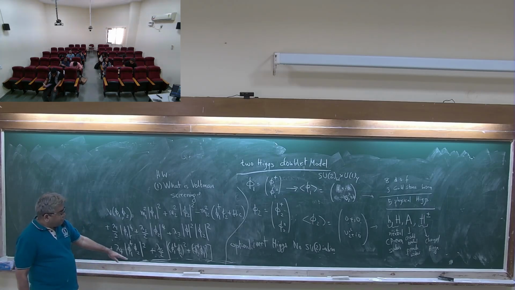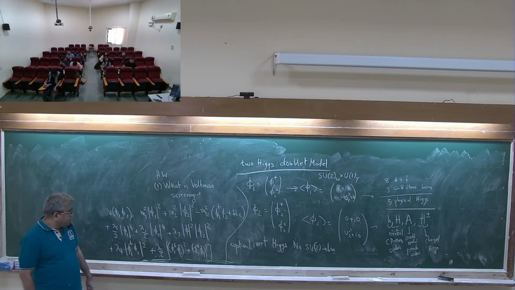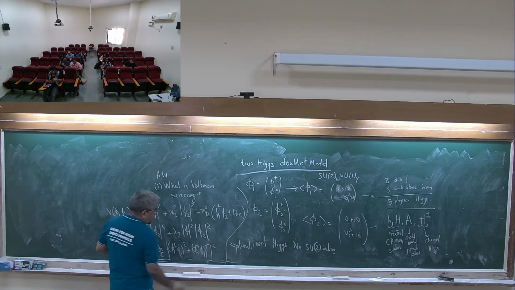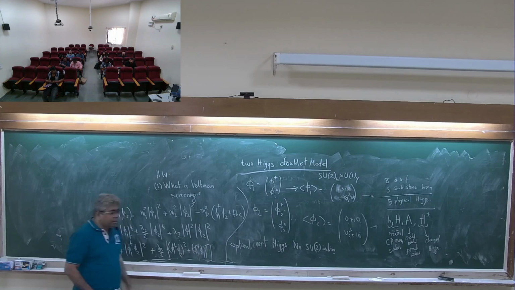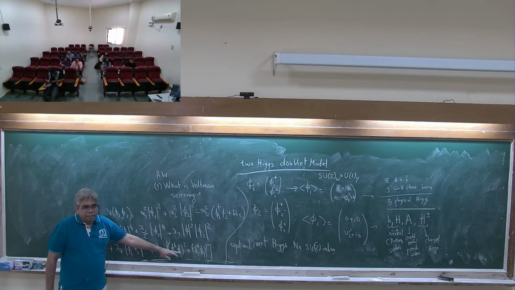These are also the same. This is phi 1 dagger phi 2 whole square plus phi 2 dagger phi 1 whole square essentially. No, sorry, there is no sum. Yeah, right. Now there is a difference between this and this. This is the modulus here. There is no modulus here essentially.